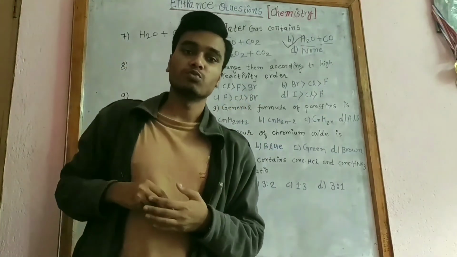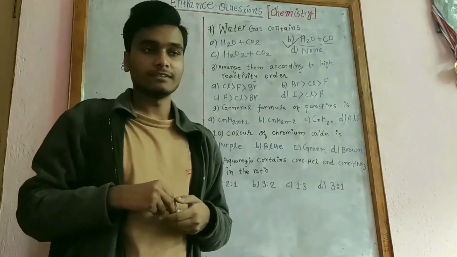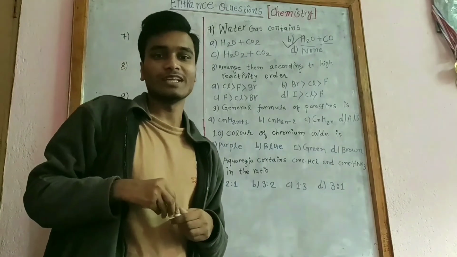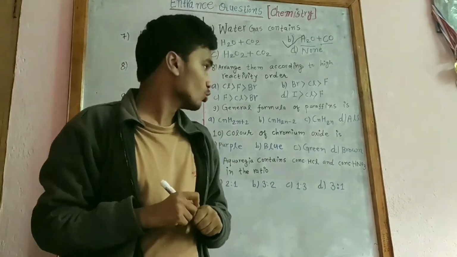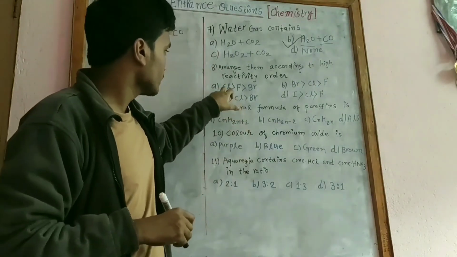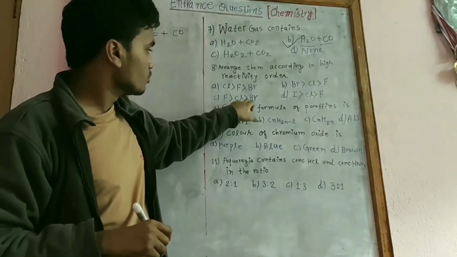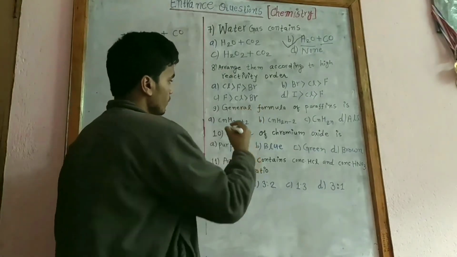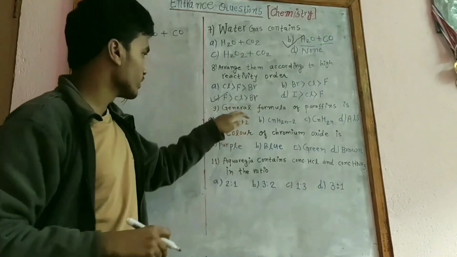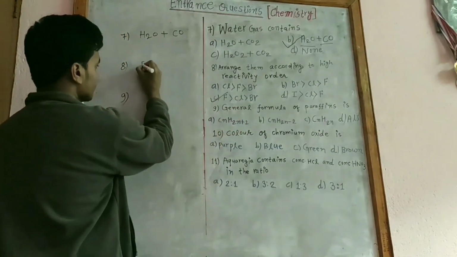Question number 8, we have to arrange them according to high reactivity order. We know fluorine is more reactive than chlorine due to higher electronegativity, and fluorine has a smaller size than chlorine. Fluorine is more reactive than chlorine. Chlorine is more reactive than bromine. So you have to remember that chlorine is more reactive than bromine. So option C.